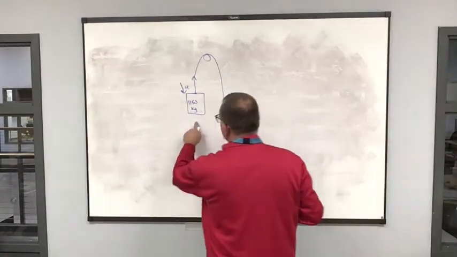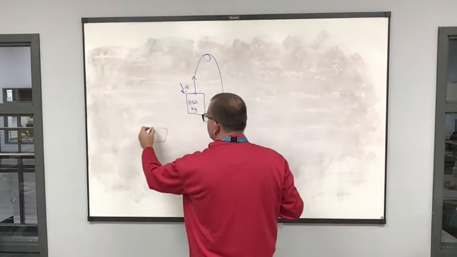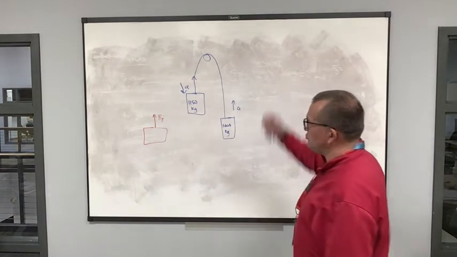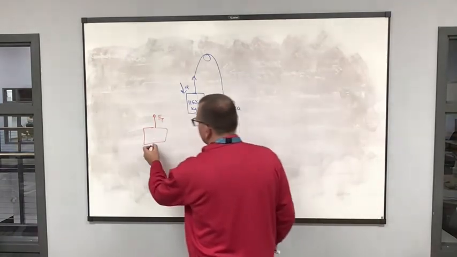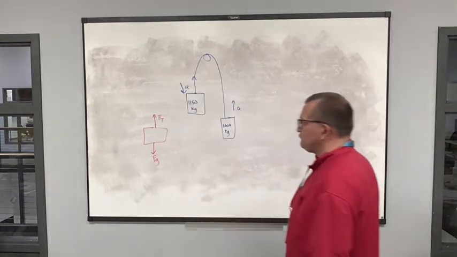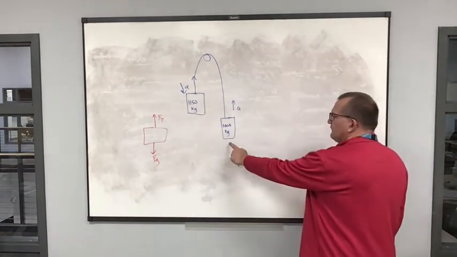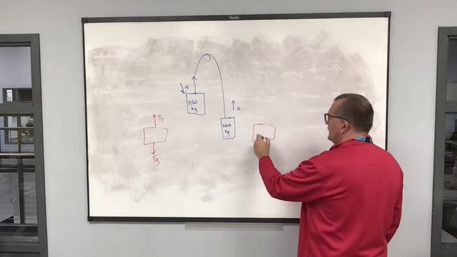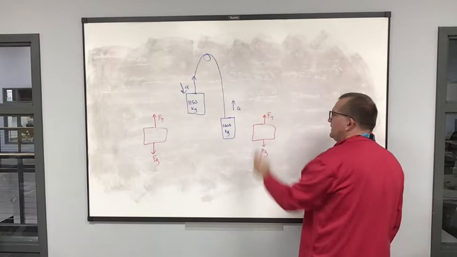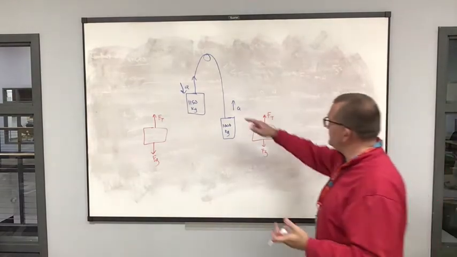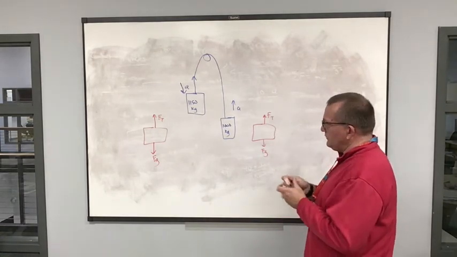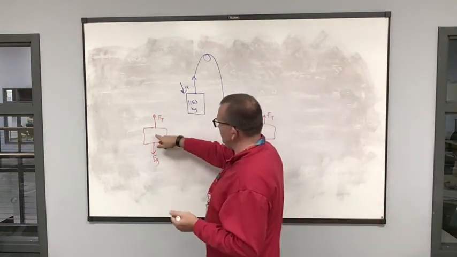So for this one, here's what I got. I got tension going upward, because that's the strings attached, and I have gravity going down, okay? For this, I have gravity going down and tension going up. And as we talk about tension, we just have to remember tension's the same throughout, so whatever the tension is here, it's the same as it is here. So let's talk about this one first.